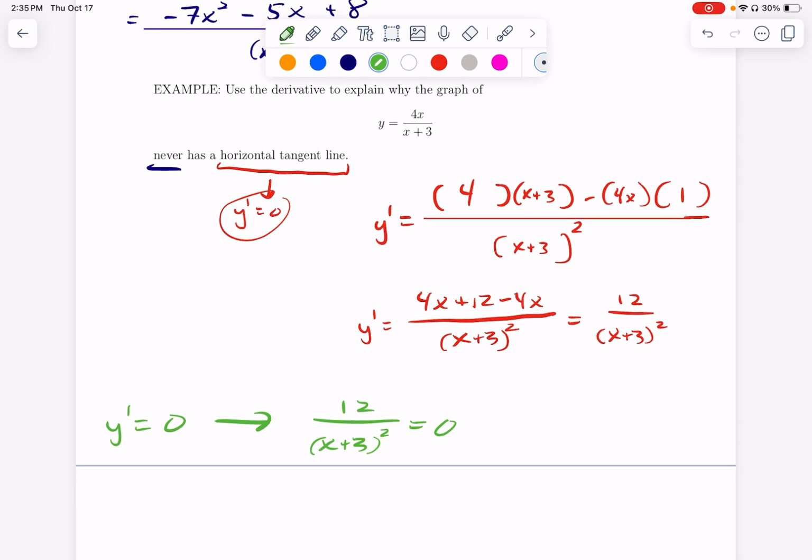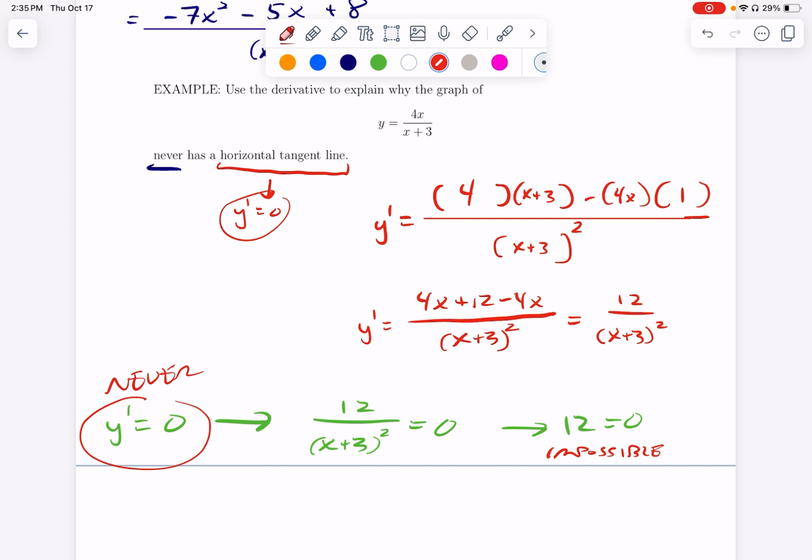And if I multiply each side by x plus 3 squared, basically cross multiplying, this gives me 12 equals 0, which is impossible. So what that means is this never happens. We have a derivative that's never equal to 0. So if the derivative is never equal to 0, there's never a horizontal tangent. If you graphed this, there would be portions where the tangent line is almost horizontal, but there's actually never a point where the tangent line is completely horizontal.